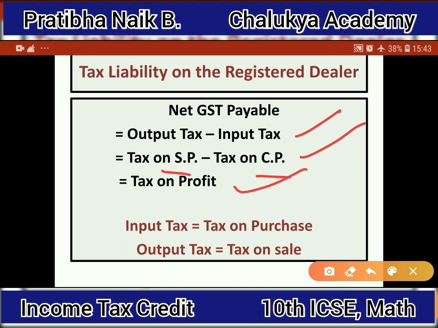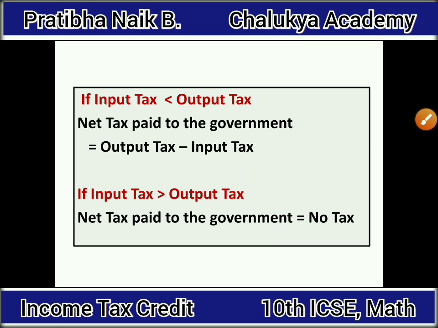The third formula which you can use is the tax on the profit. What do you mean by input tax? Tax on purchase. Output tax is tax on sale. Now next, if input tax is smaller than the output tax, then the net tax paid to the government is equal to output tax minus input tax. If input tax is greater than the output tax, then net tax paid to the government is 0. That is, no need to pay any tax to the government.